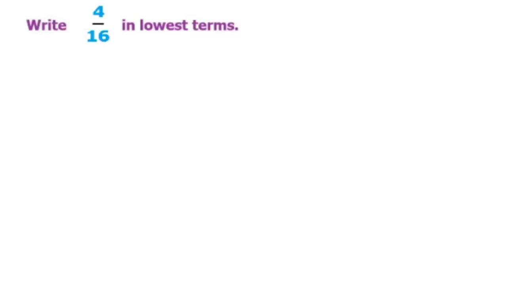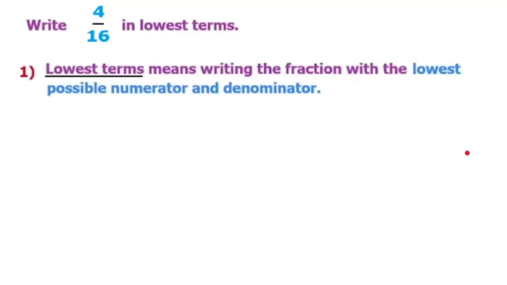In this lesson, we're going to learn about writing a fraction in lowest terms. So if we have a problem like this that says, write 4 over 16 in lowest terms. So what does that mean exactly? Let's understand what lowest terms means. It means writing the fraction with the lowest possible numerator and denominator.